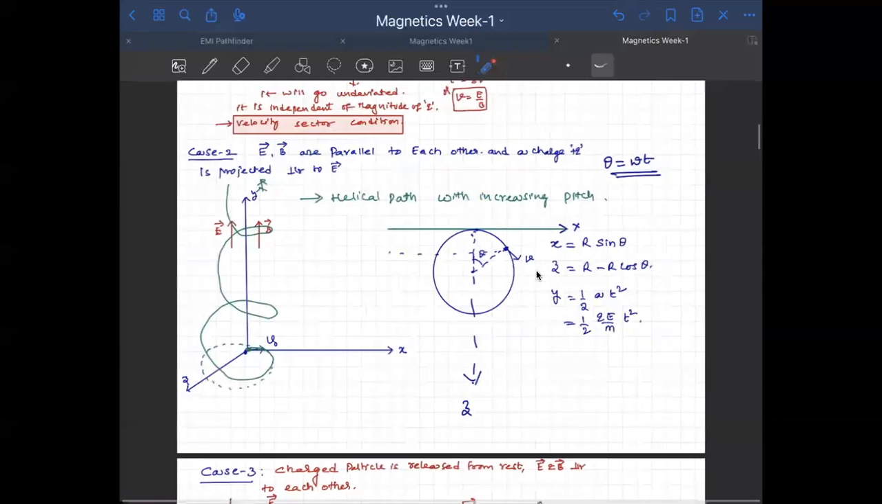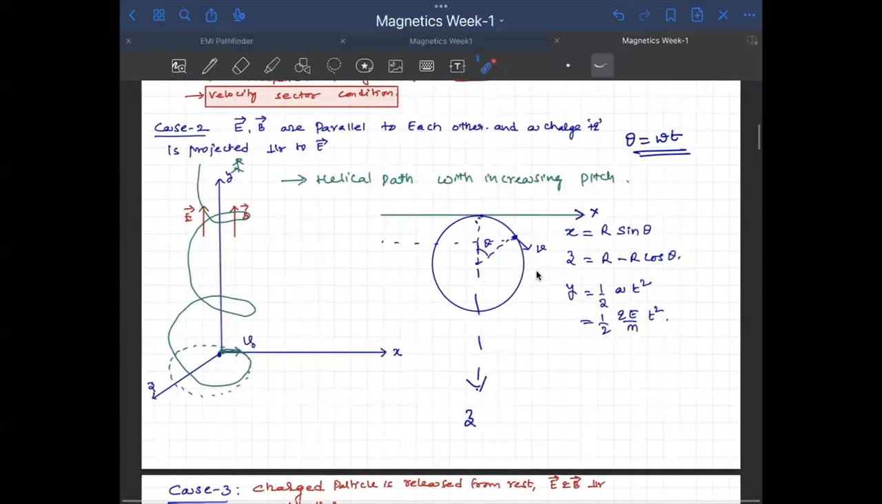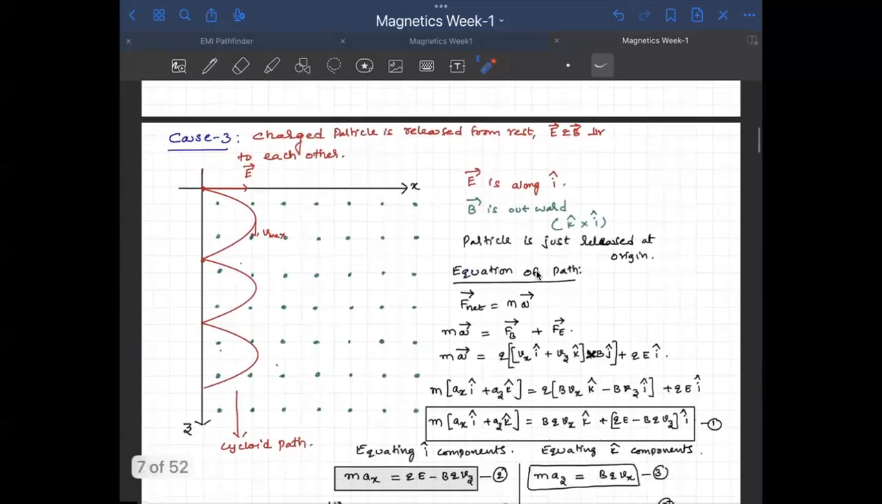Now I am still asking, do you have any doubt in this observation? What case will this come under? Both E and B are parallel to each other and the charge is projected perpendicular to that. Any doubt till this point, boys and girls? Next.